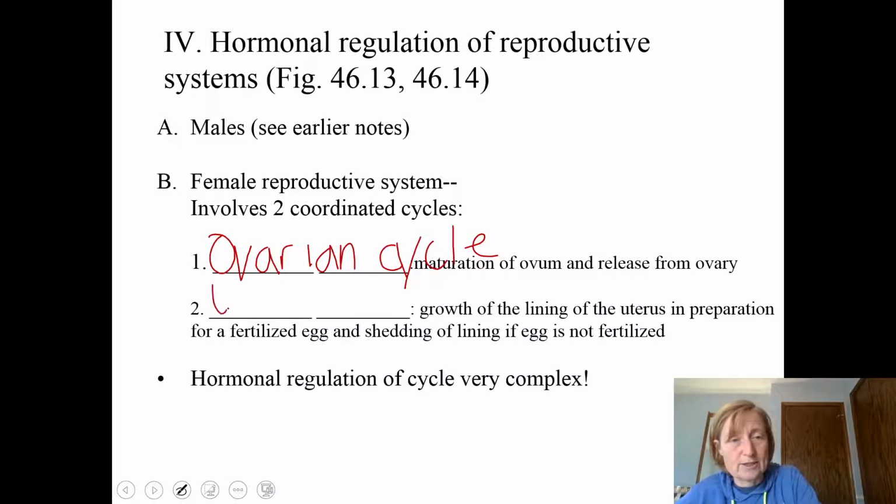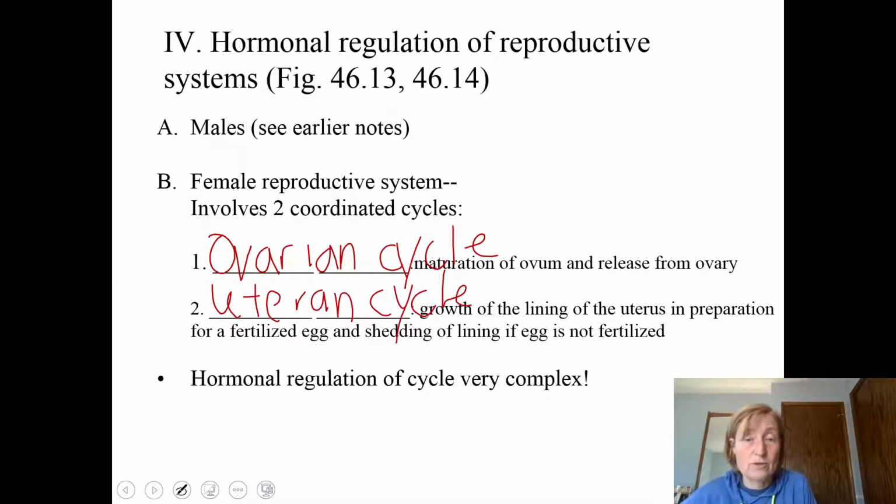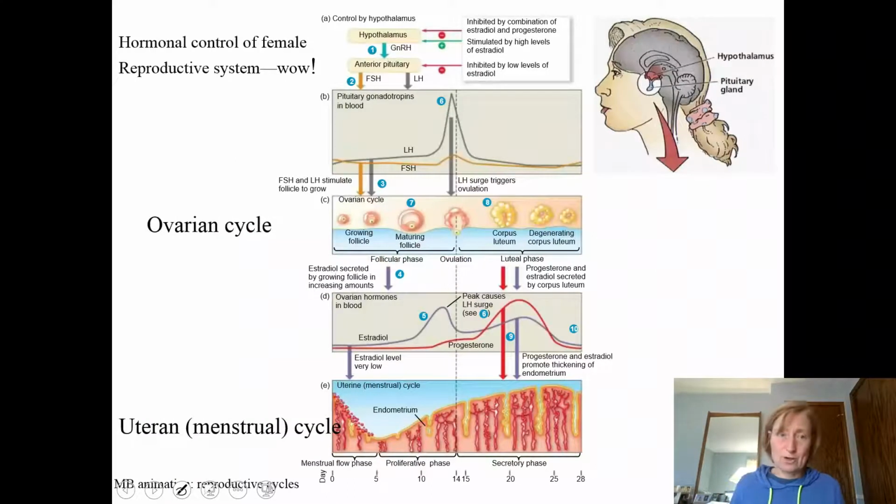So you can put it in either way. I'll put it in as uterine. The uterine cycle involves the growth of the lining of the uterus in preparation for a fertilized egg, and the shedding of the lining if the egg isn't fertilized. These two cycles have to be tightly coordinated. If they're not, there will never be a healthy pregnancy. And so we start looking at the hormonal control of the female system, and you go, oh, this is complicated. Yes, indeed, it is complicated.